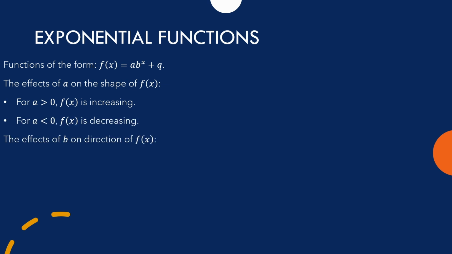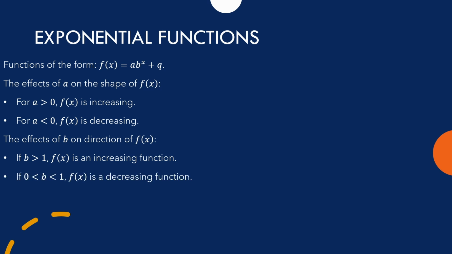And now let's take a look at the effects of b on the direction, and that means b affects the direction of the graph. If b is greater than 1, f of x is an increasing function. And again, if b is less than 1 but greater than 0, f of x is a decreasing function. And if b is 0, that means the graph is undefined.